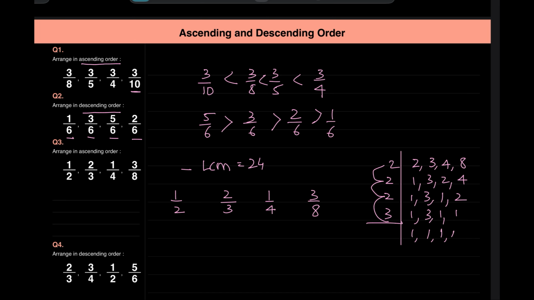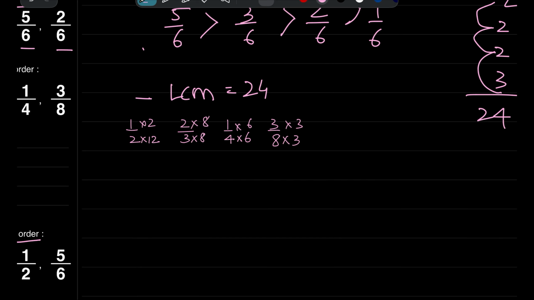Now what do we do? We have to get the LCM 24, right? 2 into 12 is 24. 3 into 8 is 24. 4 into 6 is 24. And 8 into 3 is 24. So now whatever we multiplied in the denominator, the same thing we do for the numerator. So this is 12 upon 24, 16 upon 24, 6 upon 24, and 9 upon 24.